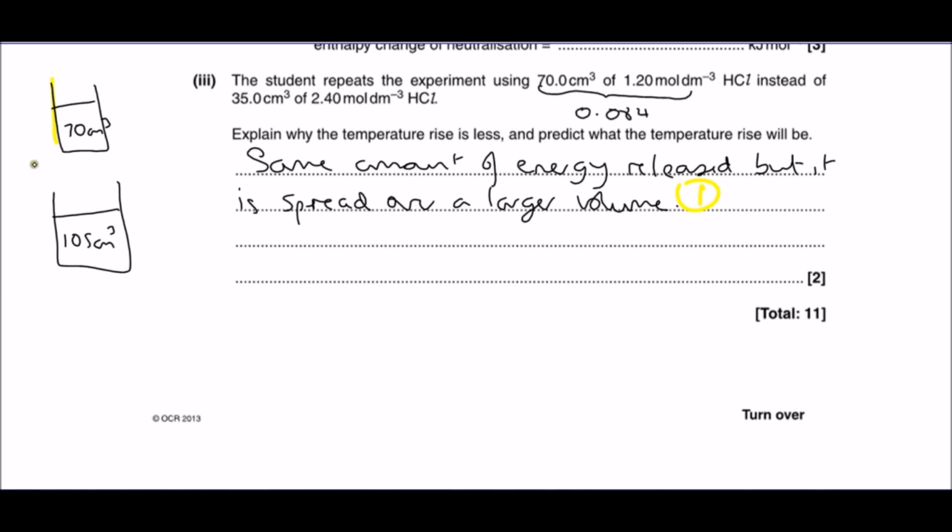The way that I thought about doing this was by working out how much the volume had increased. So if I do 105 divided by 70, then that means that the volume's increased by 1.5 times. So I thought, well, I'll divide the temperature increase, which was 16, by 1.5, because that's going to go down, and that gives me 10.67. So I'm going to get about an 11 degrees rise in temperature. And that's the second mark.